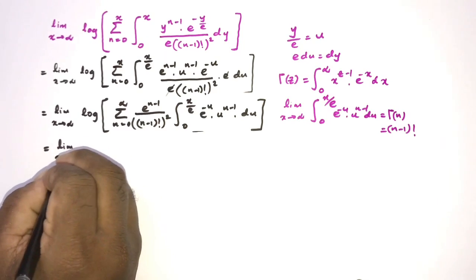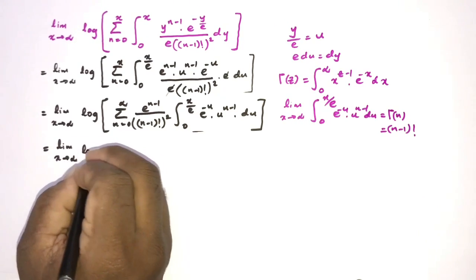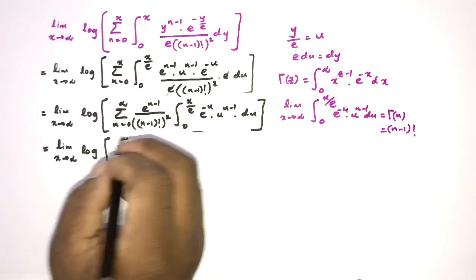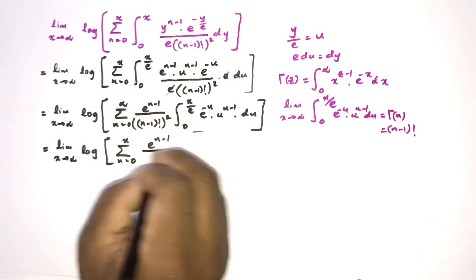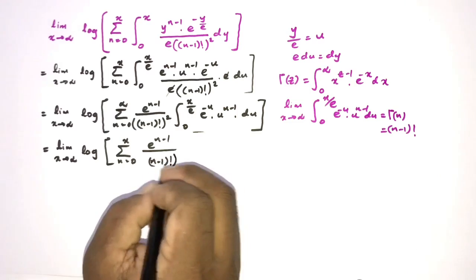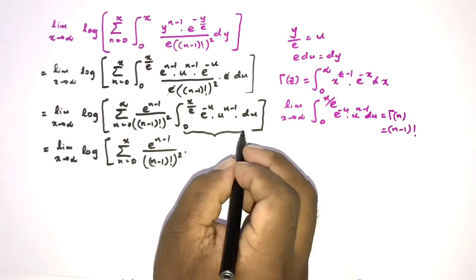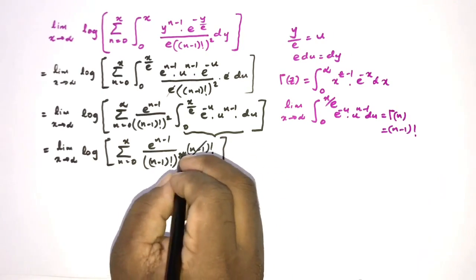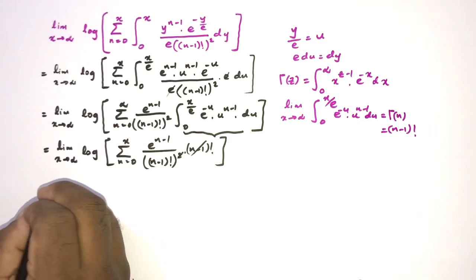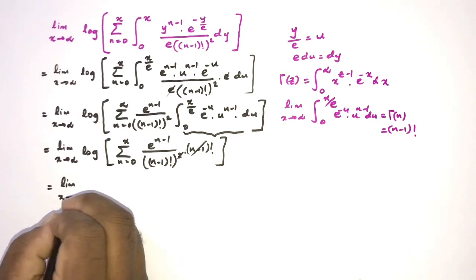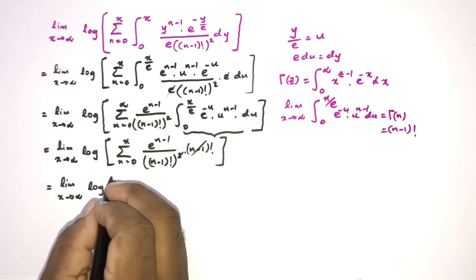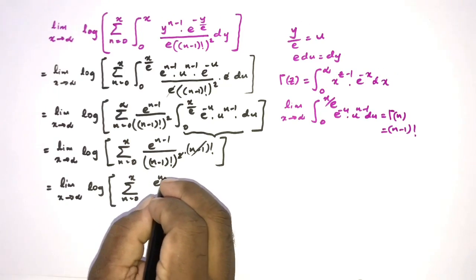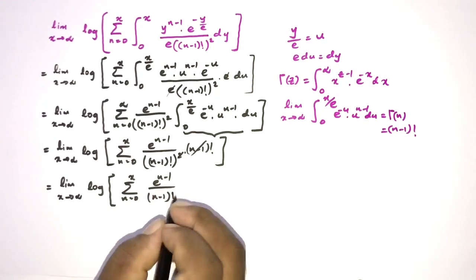So we can write our question now: limit x approaches infinity, natural log of the sum from n equals 0 to x of e to the n minus 1 over n minus 1 factorial squared, times n minus 1 factorial. One n minus 1 factorial gets cancelled. So we have limit x approaches infinity, natural log of the sum from 0 to x of e to the n minus 1 over n minus 1 factorial.